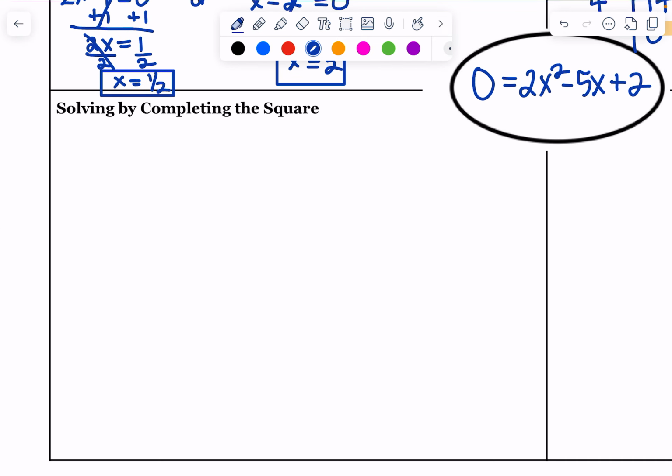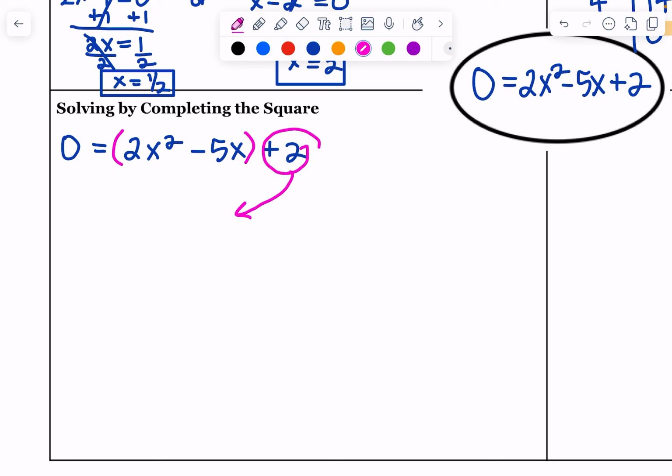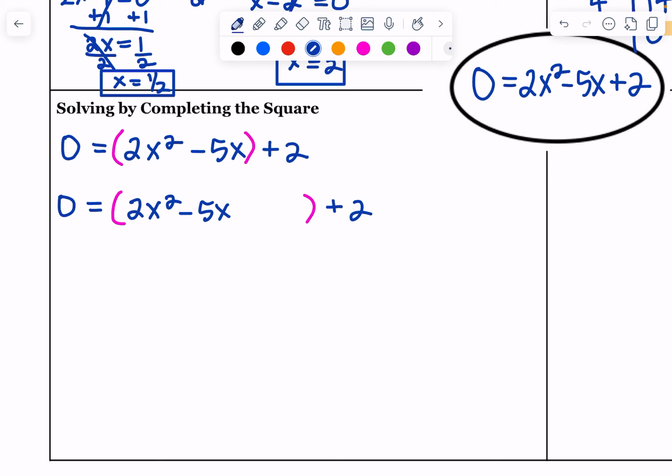So I'm going to start by rewriting the equation: 0 equals 2x squared minus 5x plus 2. We're going to group off these first two terms. Some teachers will tell you to move the 2 to the other side to start. I'm just going to leave it for now. On the next line, I'm going to rewrite this with some space. So 0 equals, I'm going to keep these parentheses but add more space in them. So 2x squared minus 5x with a space, and then still have that plus 2 on the outside.